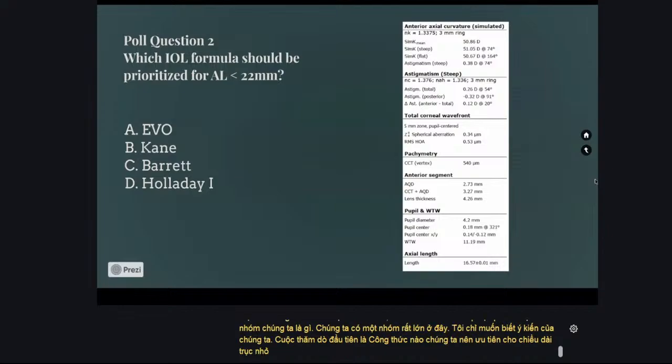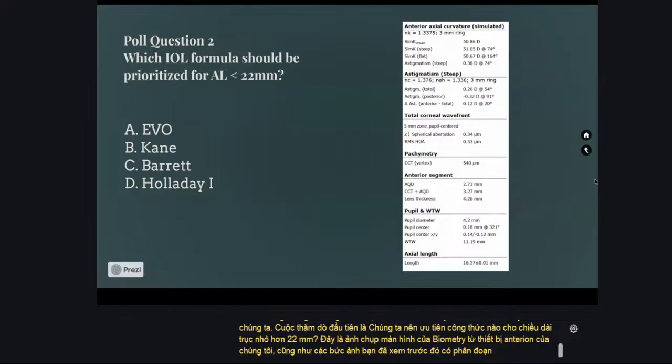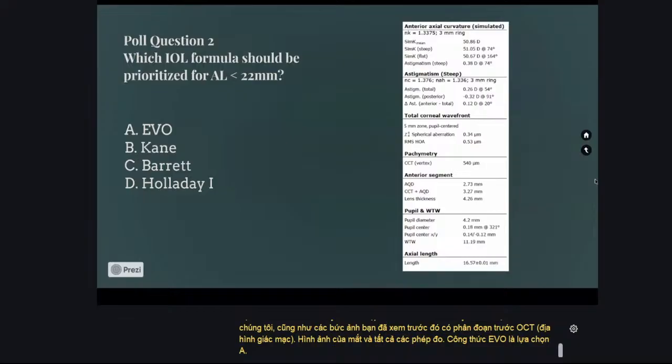This is a screenshot of the biometry from our Anterion device, as well as the pictures you saw before that had the anterior segment OCT, the corneal topography, the picture of the eye, and all the measurements. The EVO formula is choice A. The Kane formula is choice B. The C is the Barrett formula, and D is Holladay 1. So which one is your best choice out of all of these? These are all great formulas.